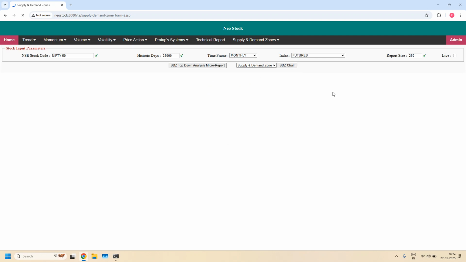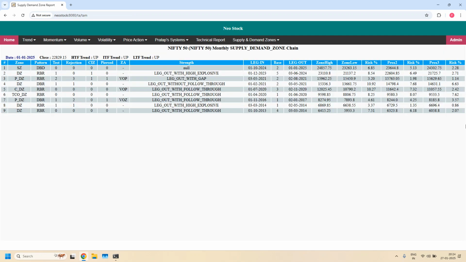Monthly supply demand zone chain for NIFTY. So this is a monthly supply demand zone chain. Always look into the zone column to find the high liquidity zones. Look into the pierced column to find the pierced zones. Always look into the LTF trend to find the trend of the current time frame you have selected. Apply the same rules for the remaining supply demand zone chain reports for different time frames.